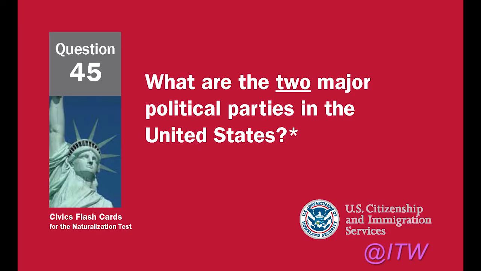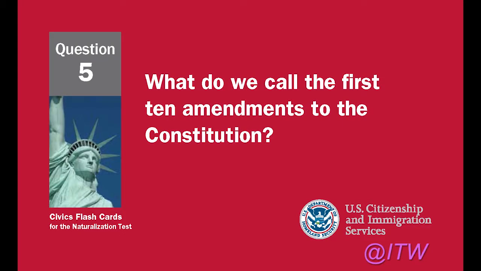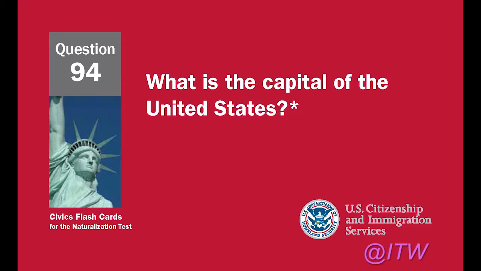What are the two major political parties in the United States? Democratic and Republican. What do we call the first 10 amendments to the Constitution? The Bill of Rights. What is the capital of the United States?